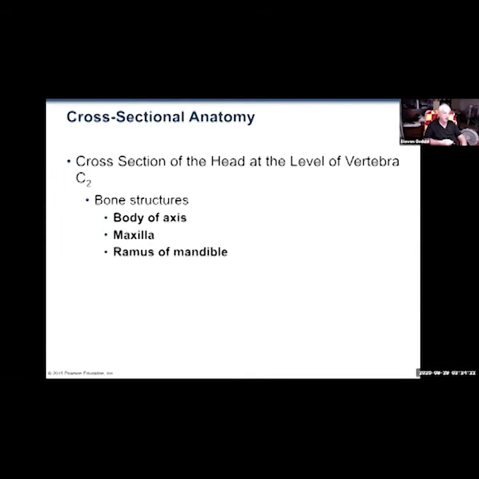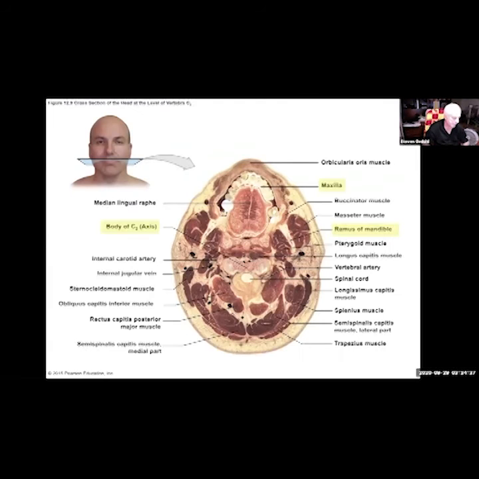Okay, cross-sectional level of C2. Your C2 is your axis. You see the body of the axis, maxilla, and the ramus of the mandible. So here's the body of C2. Okay. This is your spinal cord, again, easy to see. That's your space where your nerves run down through. This is the maxilla. This is your upper teeth.